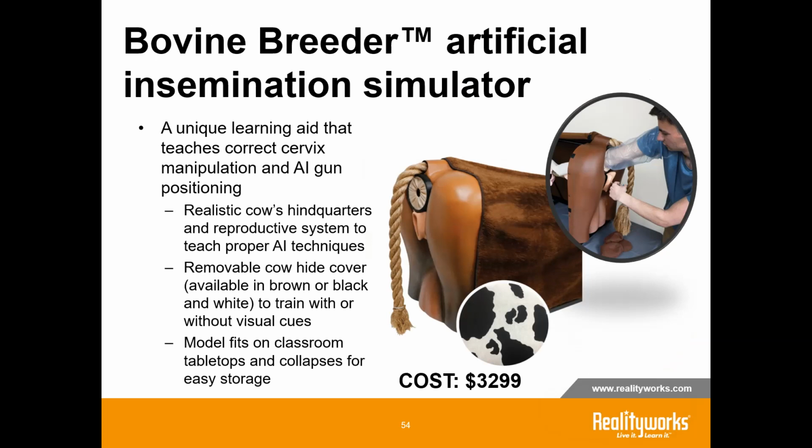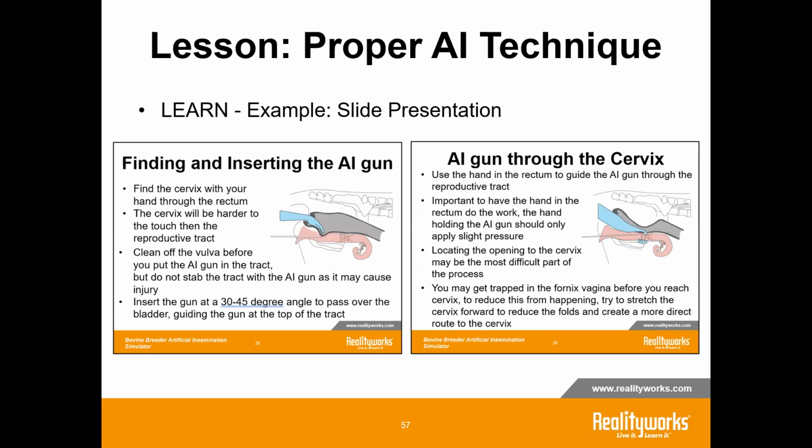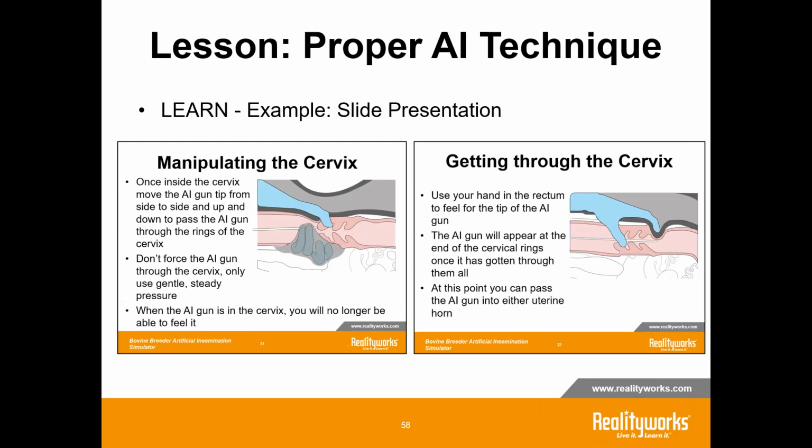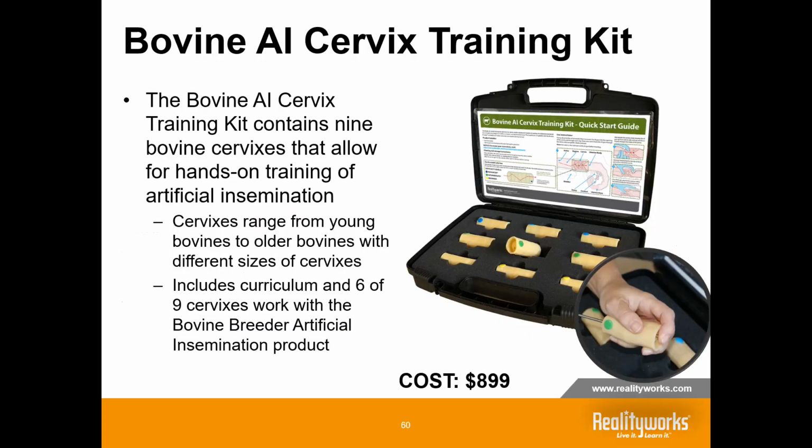We've talked about this one a lot, our bovine breeder artificial inseminator, allowing you to inseminate and learn the techniques of artificial insemination. Now, all of these come with curriculum, allowing you to see proper AI technique. In this case, we're talking about bovine breeder, but giving you different types of visuals, allowing your students to see not only the visual, but try it and practice it on the real simulator itself, allowing you to teach it in the classroom and then teach it on the real simulation.